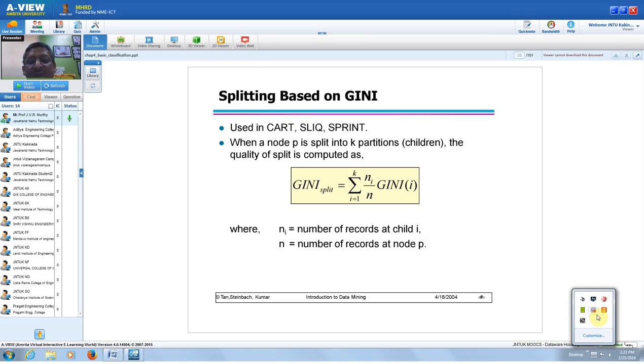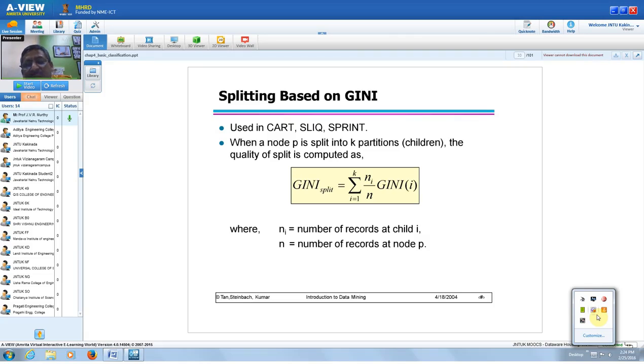Okay. When a node is split into k partitions, let us say, how is the quality of split computed? The Gini of split will be, suppose there are k partitions, so i is equal to 1 to k, sum of Ni by N into Gini of i, where Ni is the number of records at child i and N is the number of records at node P. So that means N is the number of records when it is unsplit, and Ni is the number of records in each child.